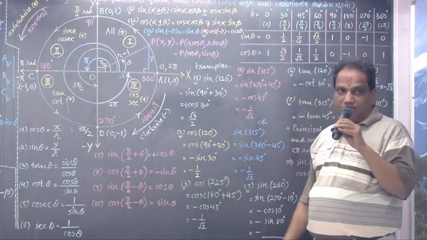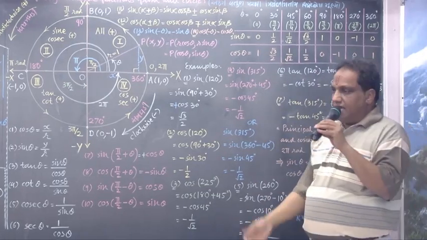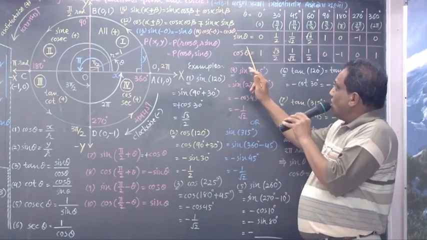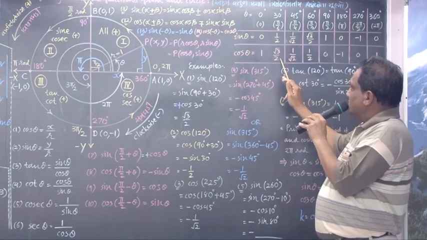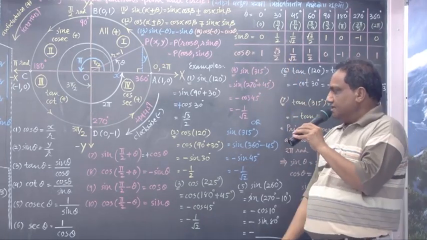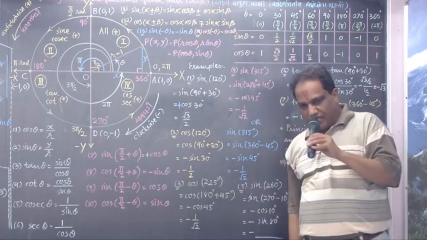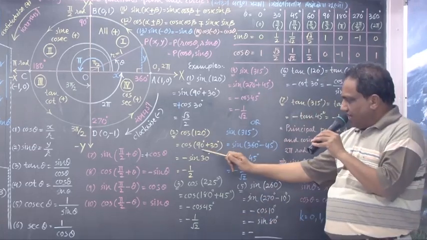Cos 30 degrees is how much? Root 3 by 2. Correct? Now suppose I want to find out cos of 120 degrees. Come on, 90 plus 30.